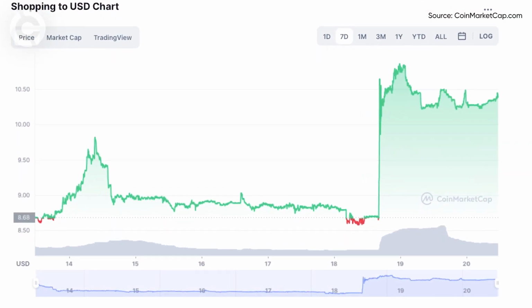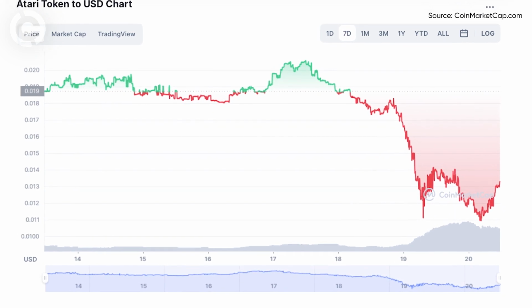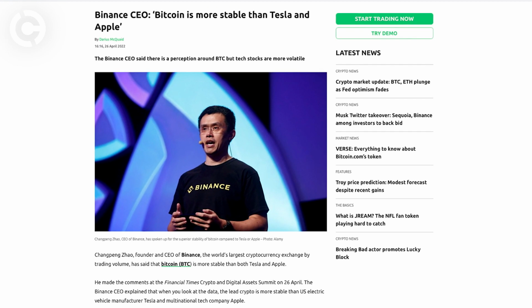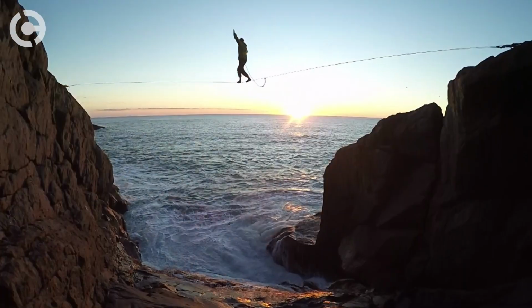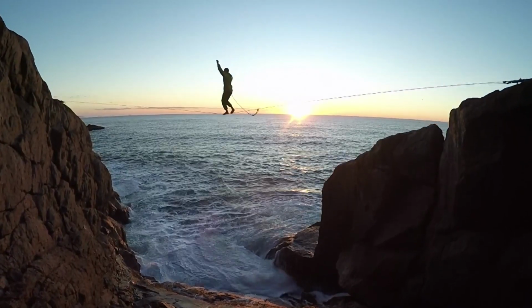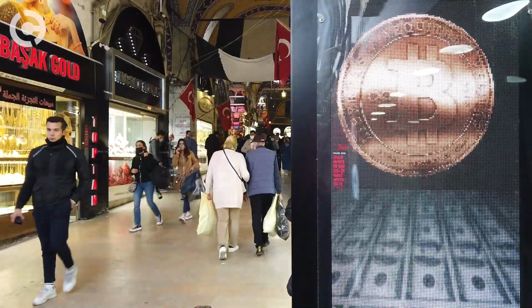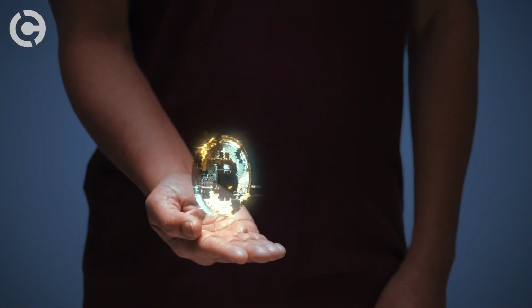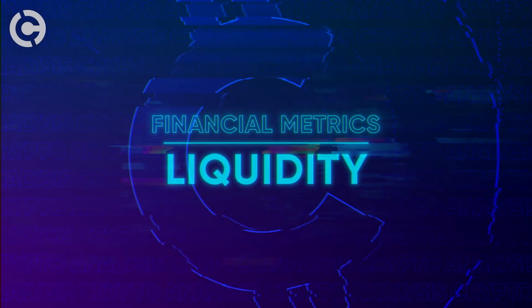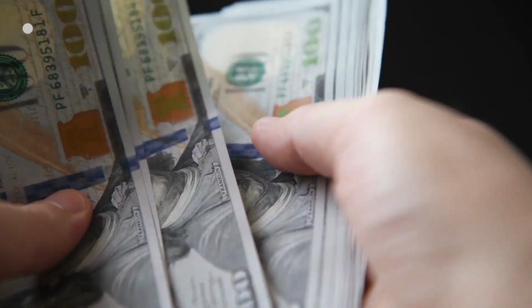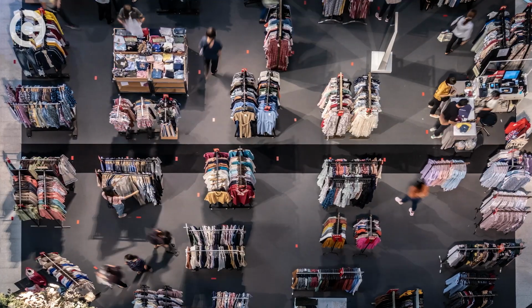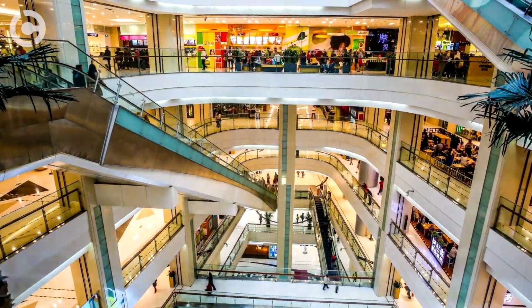Looking at a few recent examples of low market cap coins, you can see big gains, but also how volatile they can be. In contrast, high cap assets like Bitcoin and Ethereum are generally more stable, but offer smaller percentage gains. Then there's liquidity, which is a measure of how easily a coin can be bought or sold. Trading volume is a key indicator of liquidity. If few people are buying or selling, then the trading volume is low.